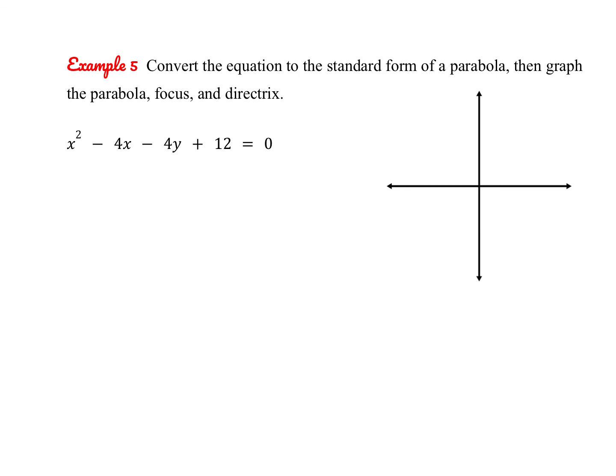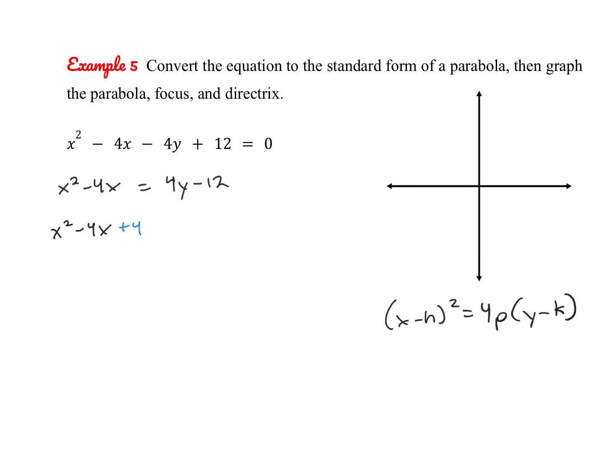All right, let's try one more together. This one, since x is being squared, is going to be vertical, and we would like our equation to look like this. So again, we're going to need to complete the square for x. So we have x squared minus 4x. I'm going to start by moving my other terms to the other side of the equation. Now we need to complete the square. So we take our b value, cut it in half, and square it. So that's 4. And we're going to also add 4 to the other side of our equation.